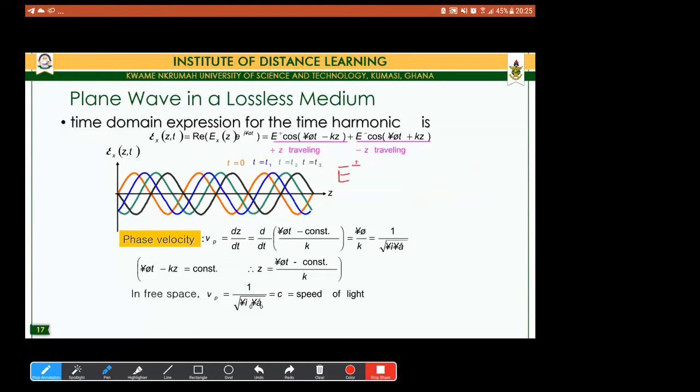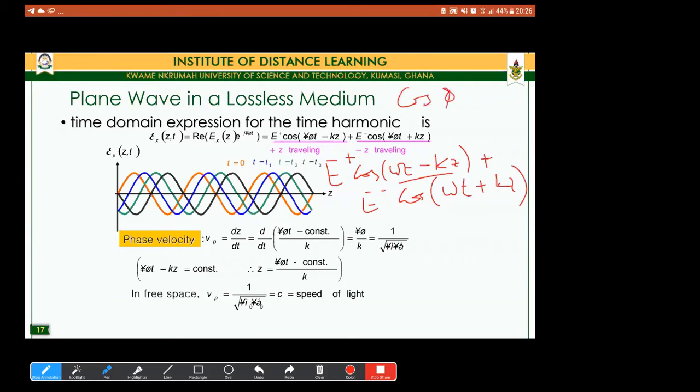E plus cos omega t minus kz plus E minus cos omega t plus kz. So two waves, one is propagating in the plus z direction, the other one is propagating in the minus z direction. Now what is in the bracket is the phase, because you always have what? Cos phi or cos theta. So what is in the bracket is the phase. This one is the phase.